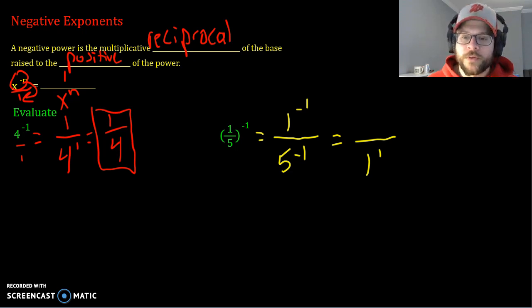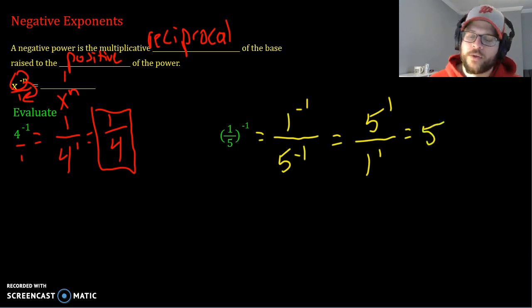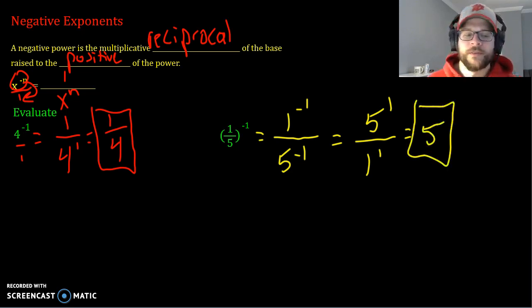You're going to move it to the reciprocal, or just move it up to the top, and it's being raised to the positive number. And 5 to the 1 power is just 5, 1 to the 1 power is just 1, and you do not need to write 1 as your invisible denominator.